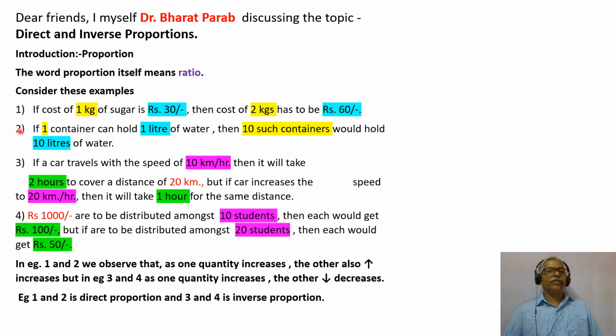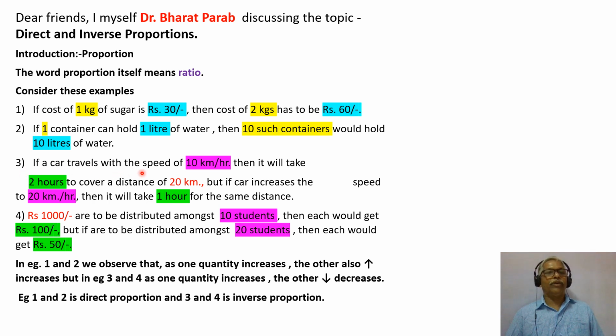Consider these examples. These are the same examples we have seen earlier. If the cost of 1 kg of sugar is rupees 30, then the cost of 2 kgs has to be rupees 60. Very simple. Second one, if one container can hold 1 liter of water, then 10 such containers would hold 10 liters of water. This is again very simple.